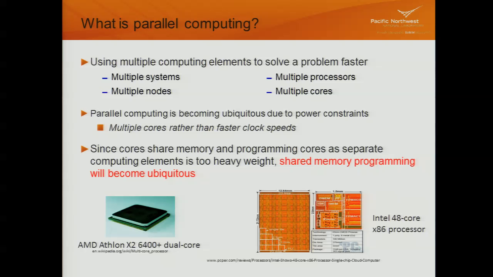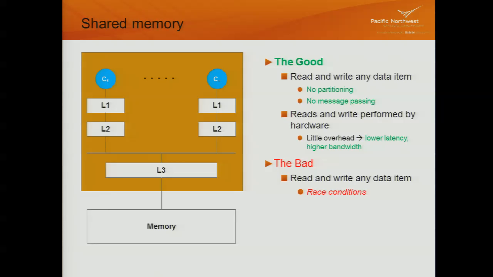Okay. Just a couple of introductory slides. What is parallel computing? It's basically the use of multiple computing elements to solve a problem faster. These days we build computer platforms that have multiple systems, multiple nodes, multiple processors, and even multiple cores. The right way to look at the XMT is as a system with multiple processors.